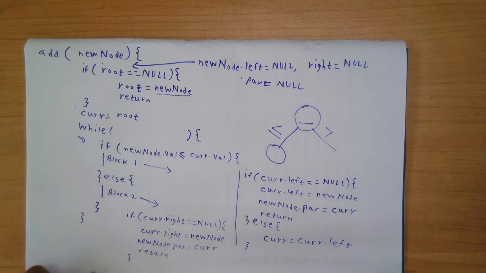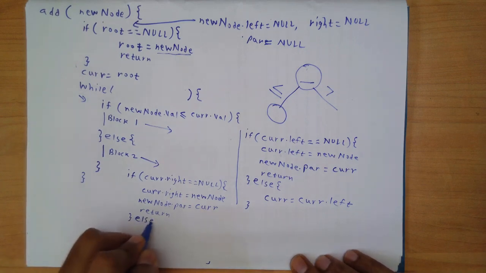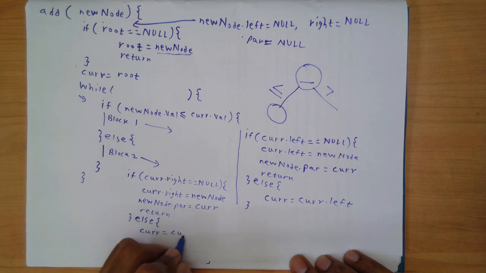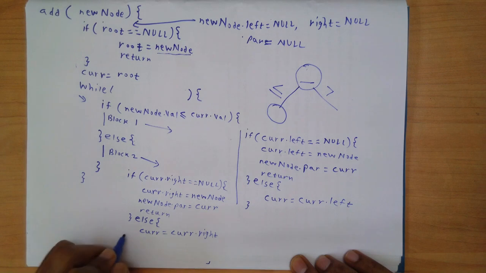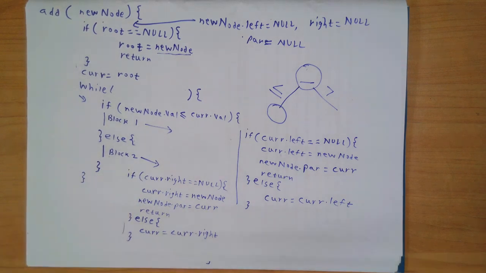But if the current node already has a right child, in that case what should I do? I should search in the right subtree. So I'll say current is equal to current dot right, and then I'm done. Okay, so this block should go here. And that's all that is really required.